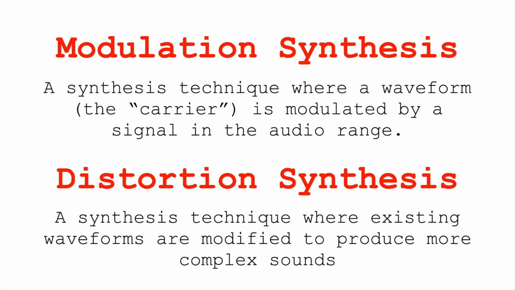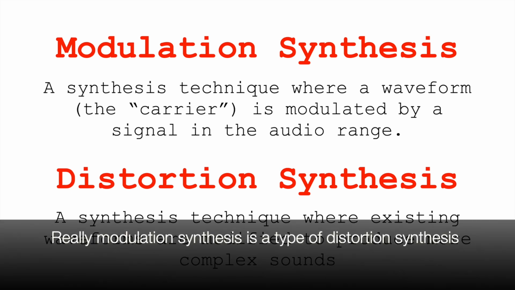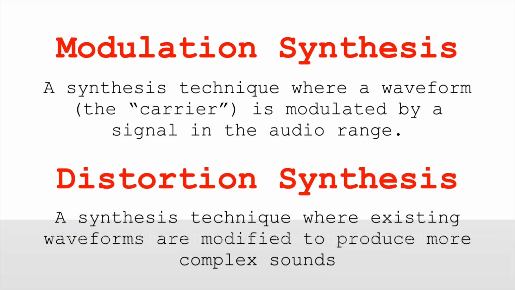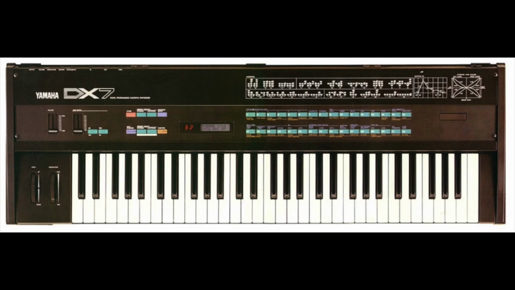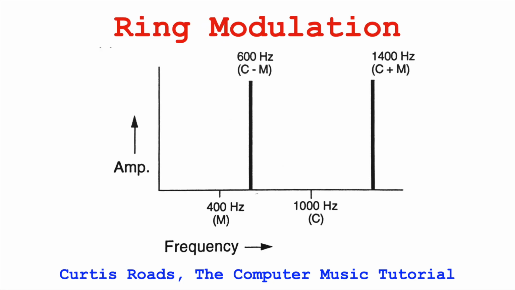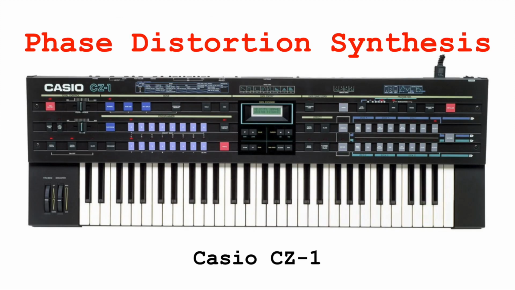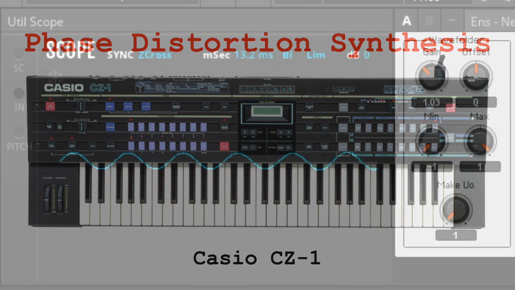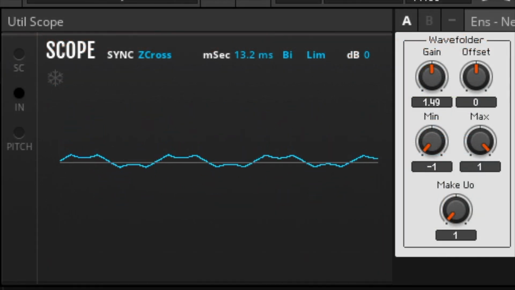Next, I have modulation synthesis and distortion synthesis. The most well-known idea here might be frequency modulation synthesis, like in the Yamaha DX7, but also amplitude modulation, ring modulation, PD synthesis, phase distortion synthesis, which was Casio's answer to FM synthesis. But also in here would be ideas of wave shaping and wave folding.